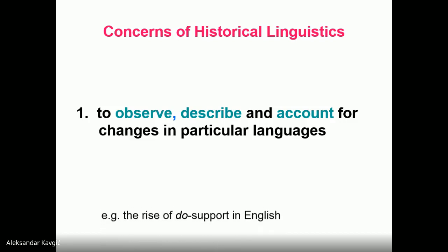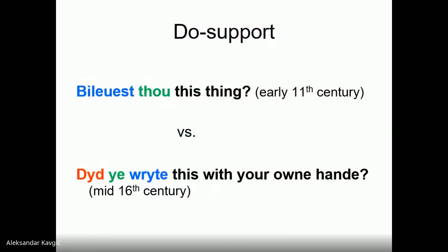For example, in English, in the old days, you didn't ask like, did you write this yourself? You used the same construction you would use in Serbian. You would ask like, da li si ti to napisao? So here you have an example. In the 11th century, you would have said something like, believest thou this thing? That means, believe you this thing? Do you believe this thing?